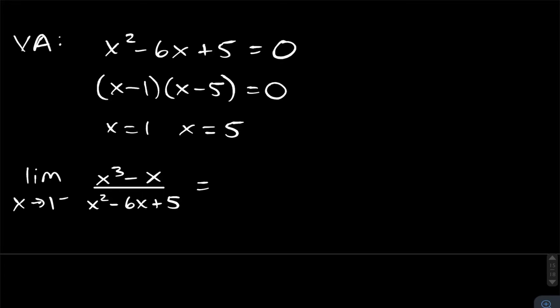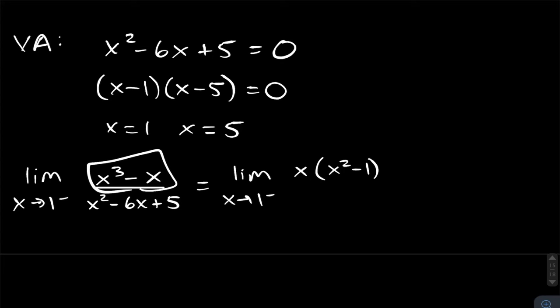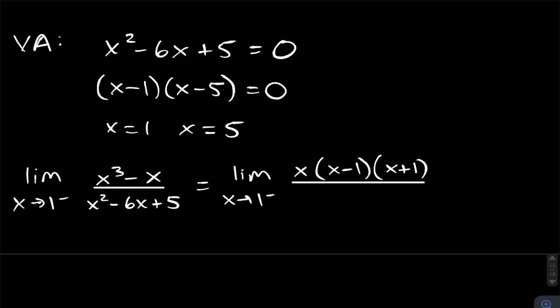But anyways, let's look at 1 first. We'll look at it from the negative side. Now, we can do some factoring here to see if there's going to be any removable discontinuities. We can factor out an x from the top, and then we get x squared minus 1. We can factor that even further and write that as x minus 1, x plus 1. We'll put that over x minus 1, x minus 5.